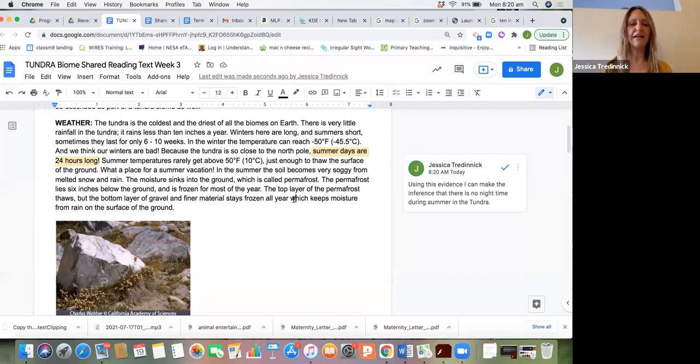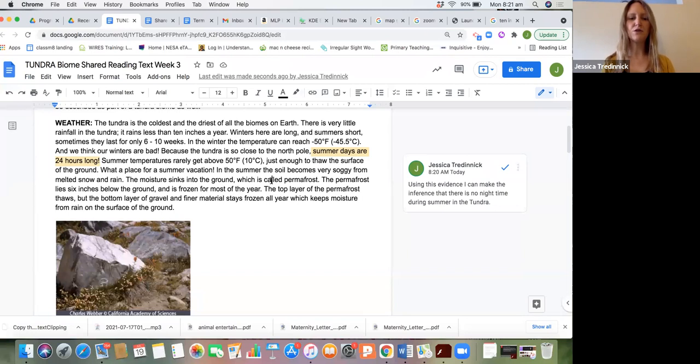Summer temperatures rarely get above 10 degrees Celsius, just enough to thaw the surface of the ground. So if I thaw out an ice block, it means that it's like melting. So it's just enough to melt the surface of the ground. What a place for a summer vacation.